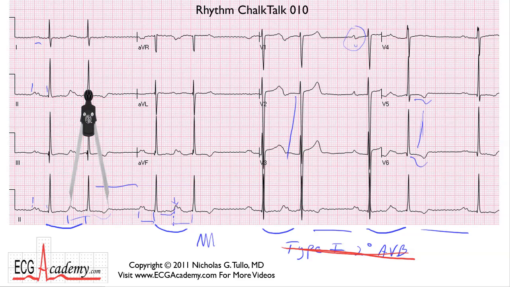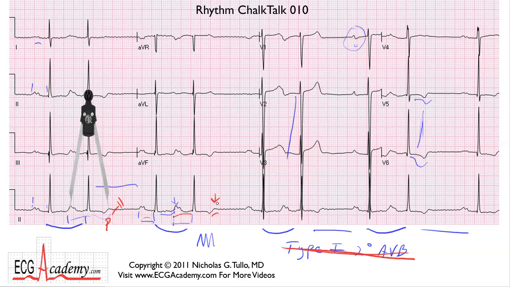After all, you would think that there should be, I should be writing a P here that blocks, and then it all starts all over again with the PR getting longer, and then a P here that blocks, but there's no P. Okay, so this is a very common problem. We see it all the time. People make the mistake of calling this second degree AV block, but it's not. If it was second degree AV block, where's the P that didn't conduct, right? We should have a P wave that blocked, but it didn't.